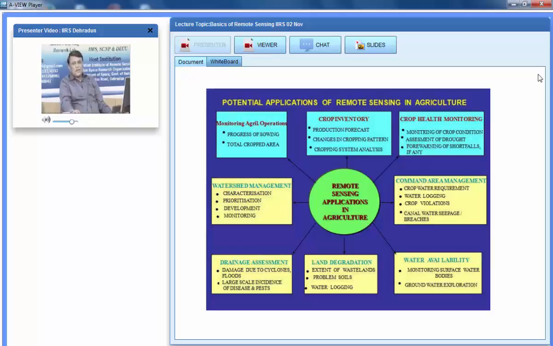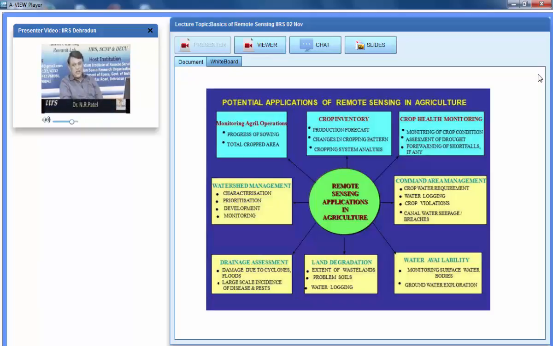Another application related to agriculture is crop inventory. Crop inventory includes crop yield estimation, crop area estimation, and crop condition monitoring. If we have area, that means acreage, and yield of a particular administrative unit, you can have a production estimate at district level to the state and national level. So it has an immense role, particularly in crop inventory assessment.